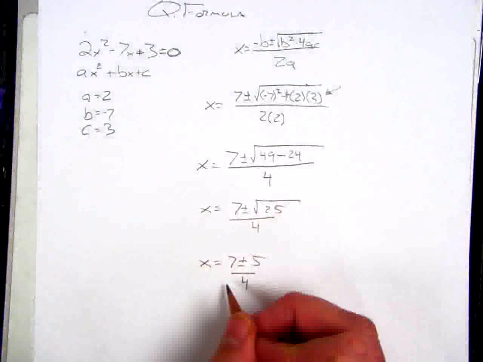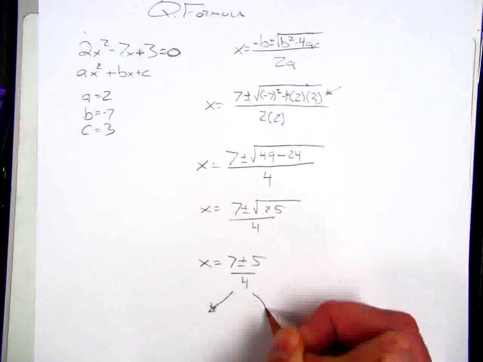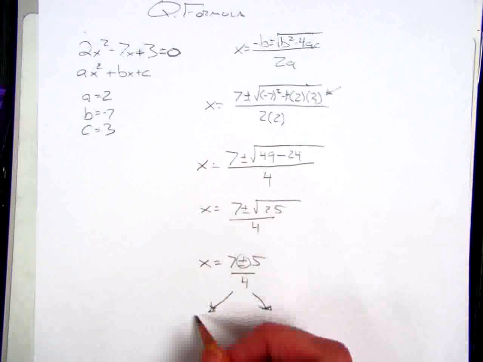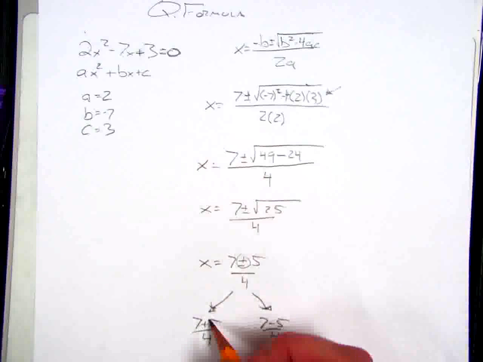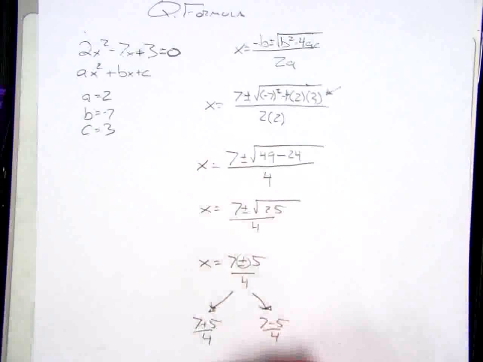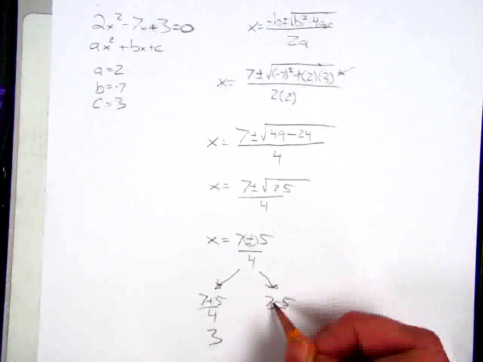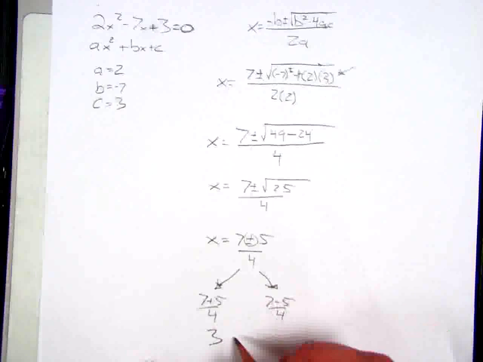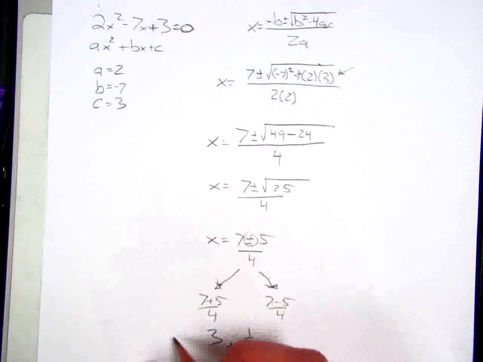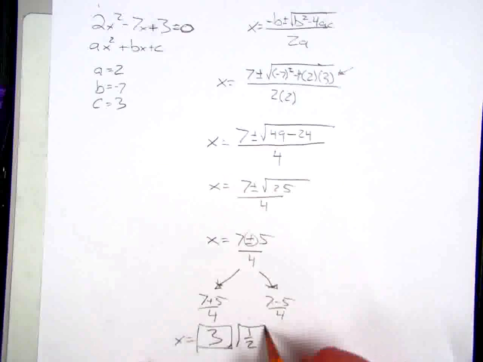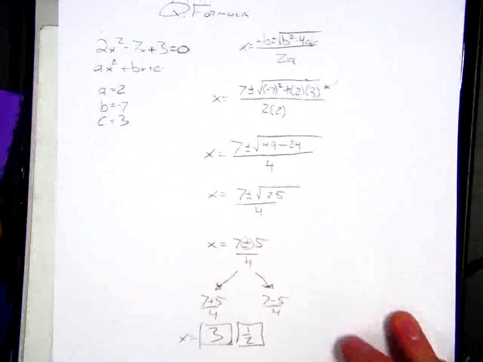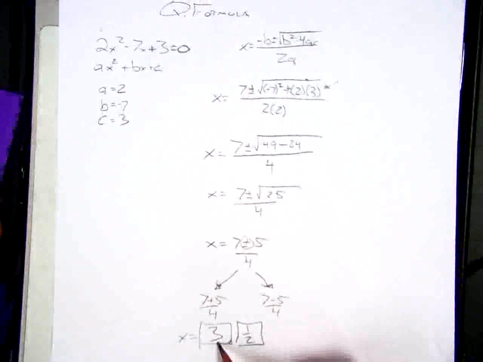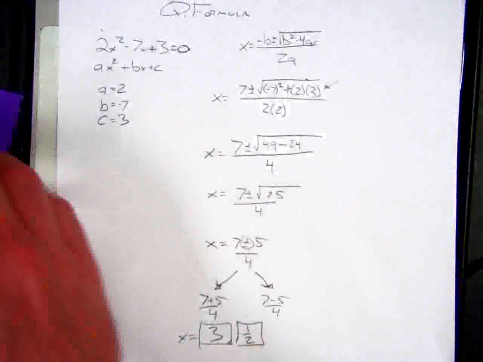Once we're here, I break this into two separate problems because of the plus or minus. I do 7 plus 5 over 4 and 7 minus 5 over 4. 7 plus 5 is 12, and 12 divided by 4 is 3. 7 minus 5 is 2, and 2 over 4 is 1/2. So whenever I solve this equation using my quadratic formula, I get the solutions of 3 and 1/2.